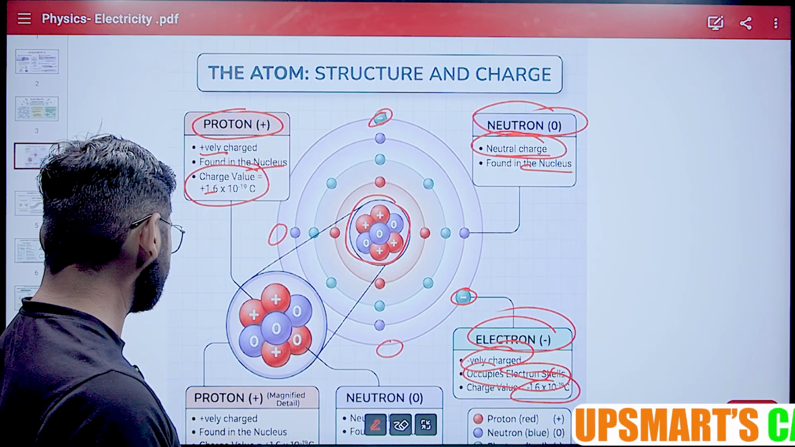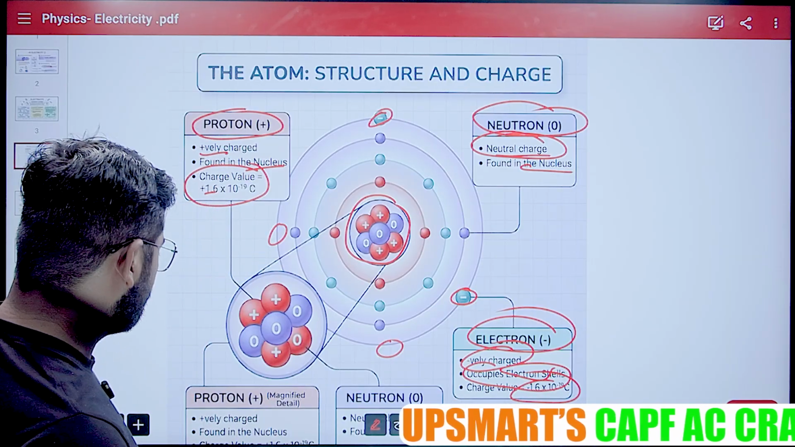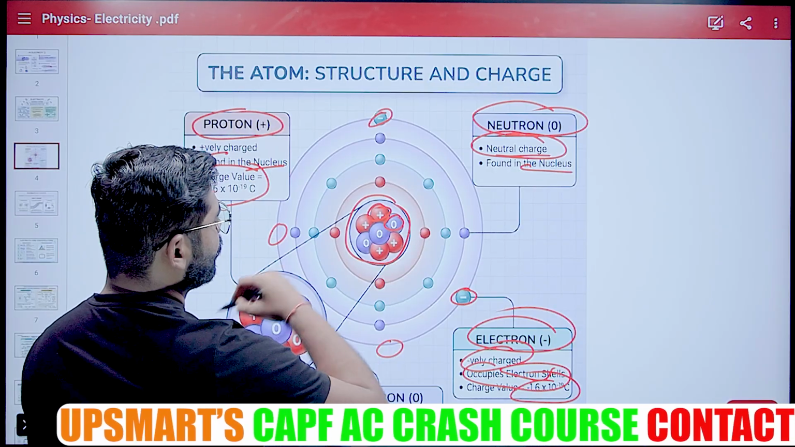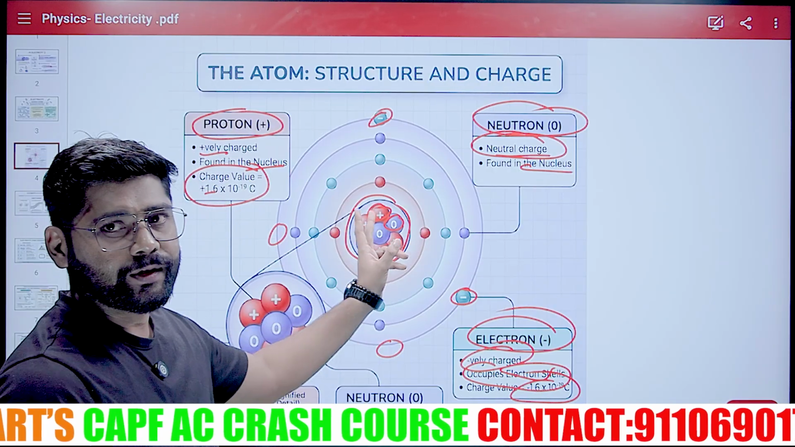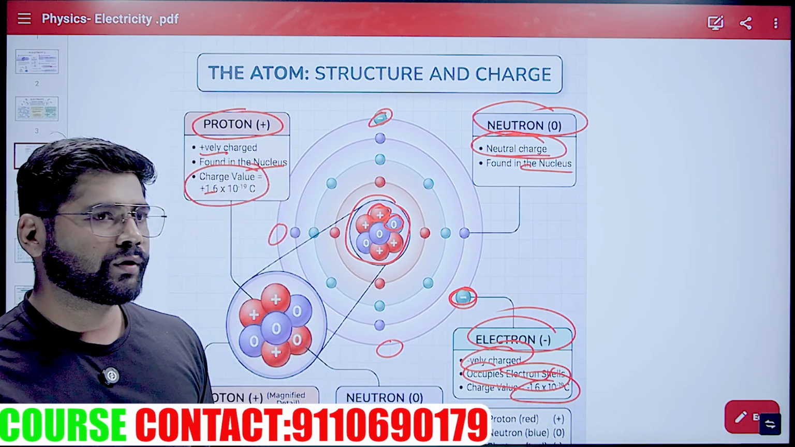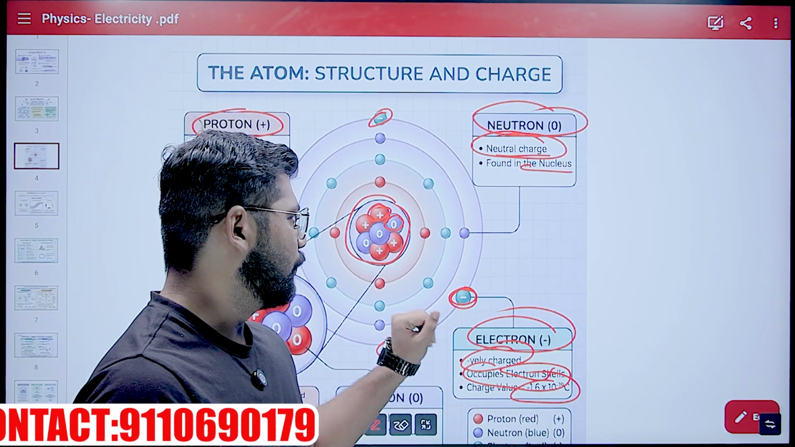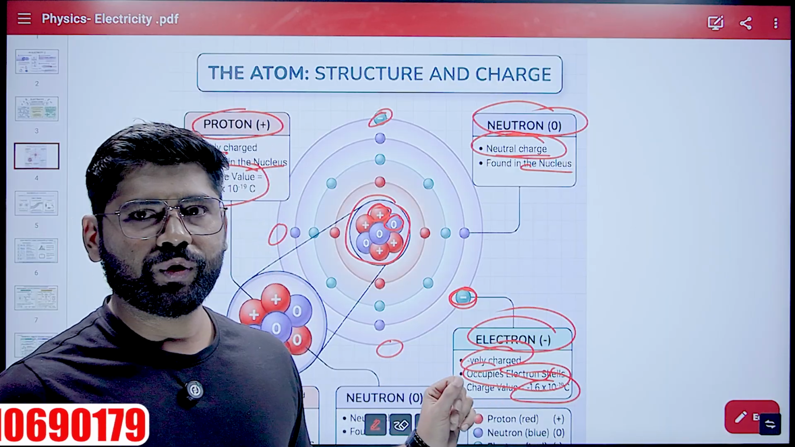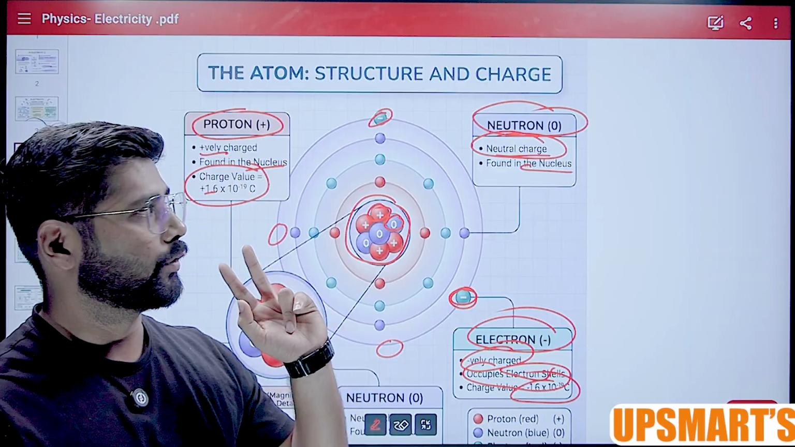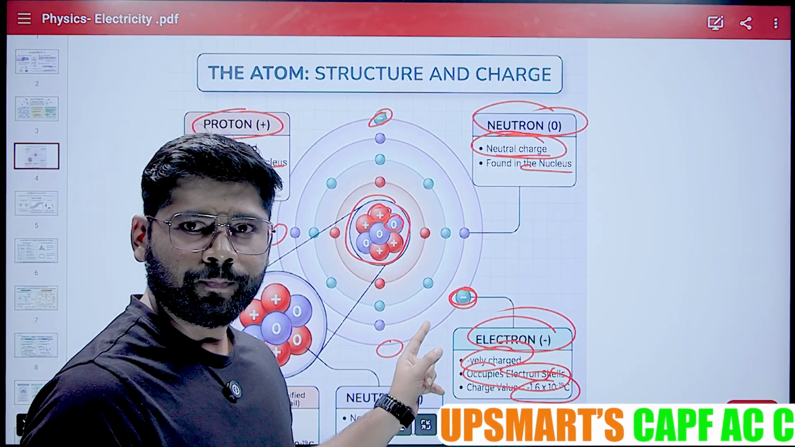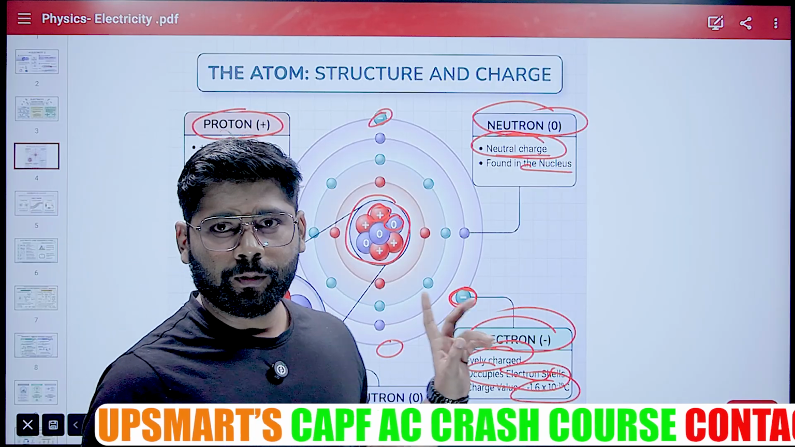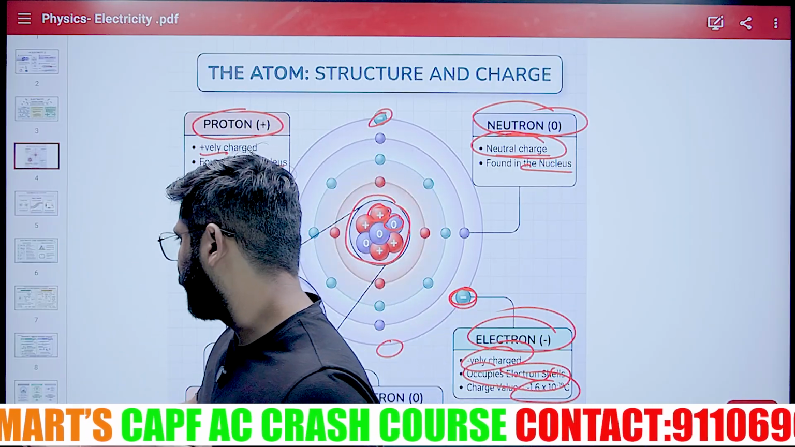So this is the nucleus where we see the proton and the neutron. Neutron has zero charge, proton has positive charge, and electrons we find in the electron shell, at the outer part of the atom. In the nucleus we find only protons and neutrons, and electrons we find on the shell. That is what we need to remember here. Based on this we will study electricity.